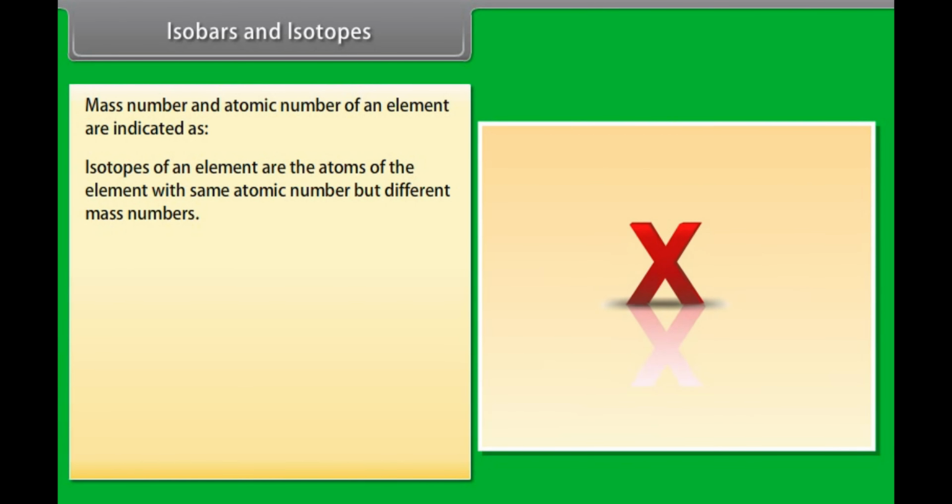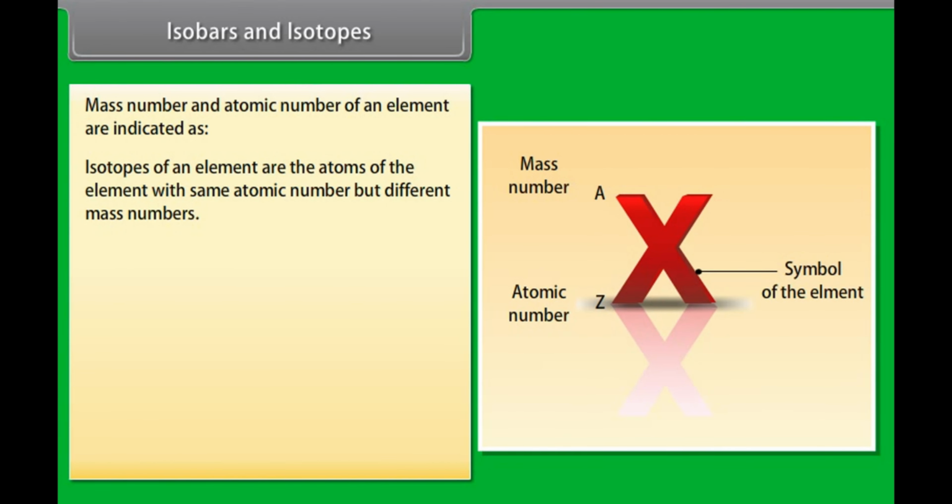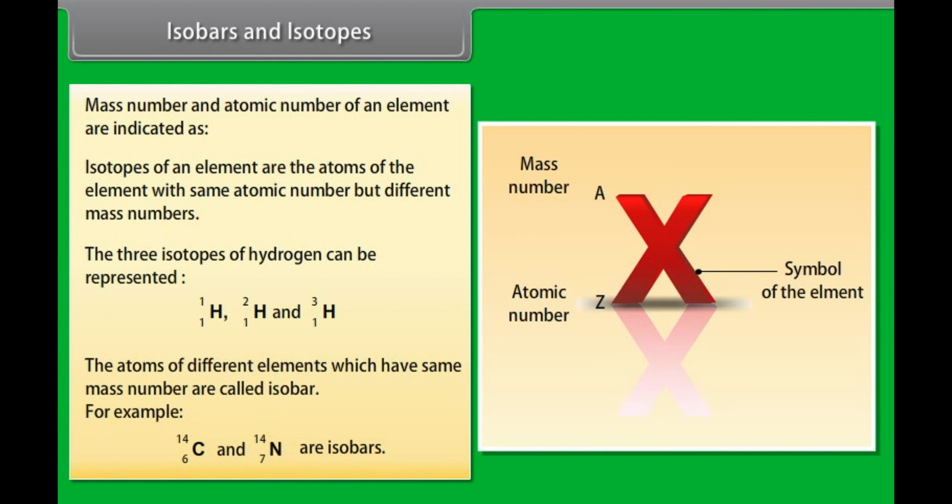Isotopes of an element are the atoms of the element with same atomic number but different mass numbers. The three isotopes of hydrogen can be represented. The atoms of different elements which have same mass number are called isobars.